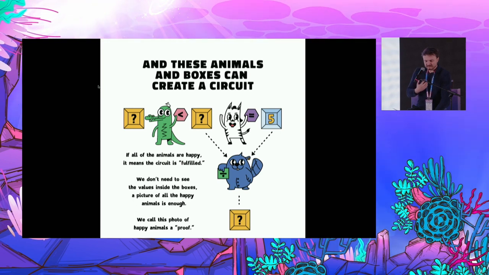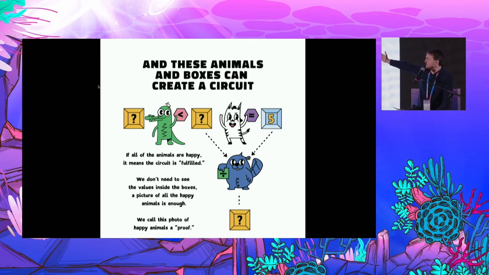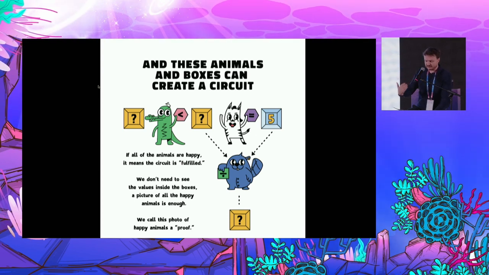The thing is that we don't need to see the values in the boxes, but we can just look at the animals. And what we say is if they're happy, it's good. And we can almost take a picture of the animals. Remember, the picture will not reveal what's inside the boxes. It will show you what's in the glass box. It will show you what's in the stone numbers. It will show you the happiness of animals. It will not show you the contents.